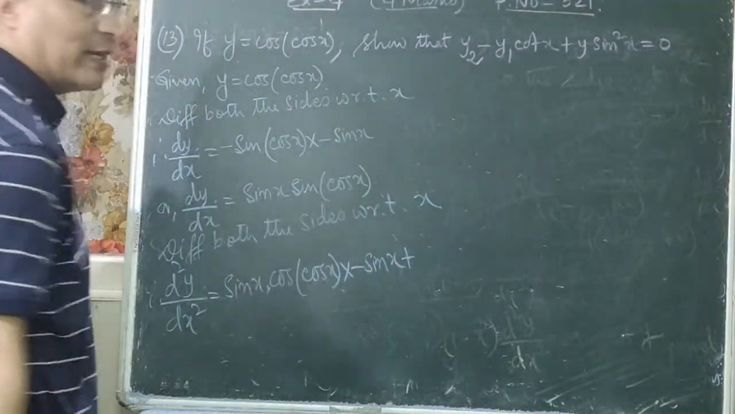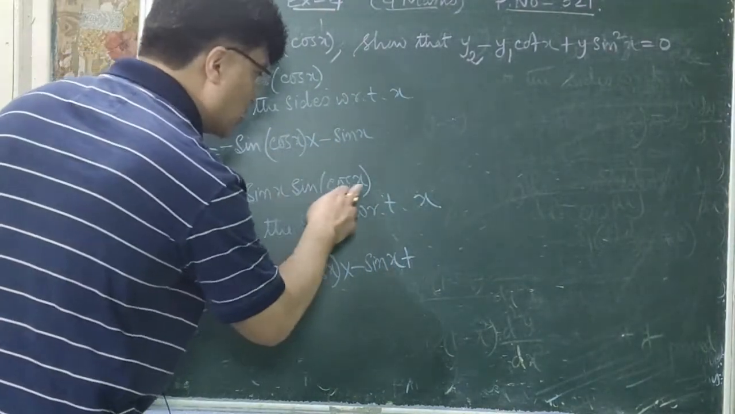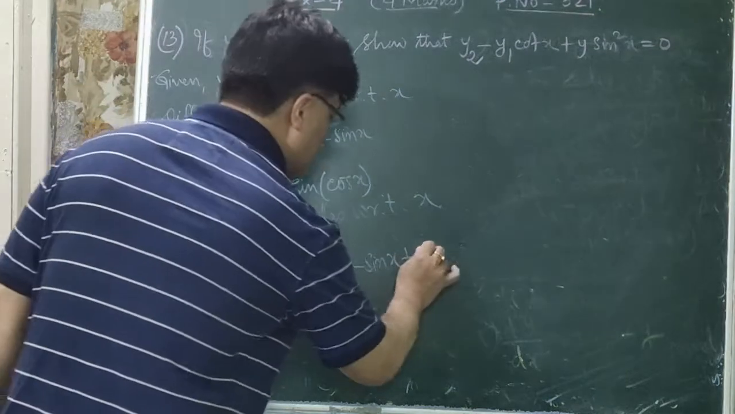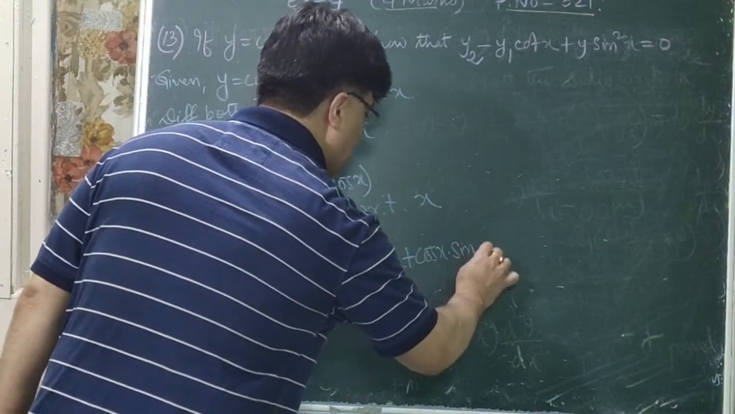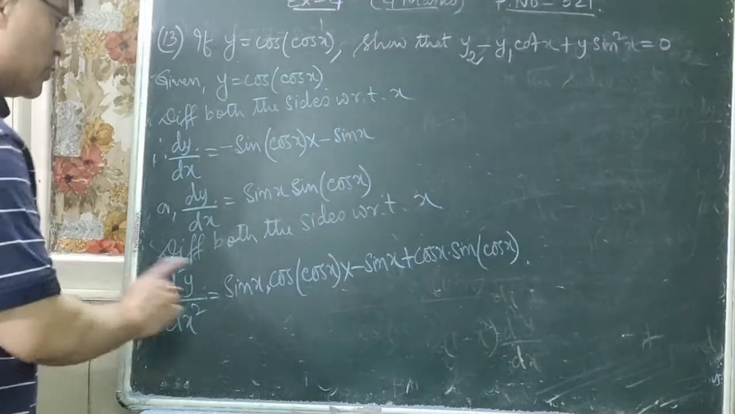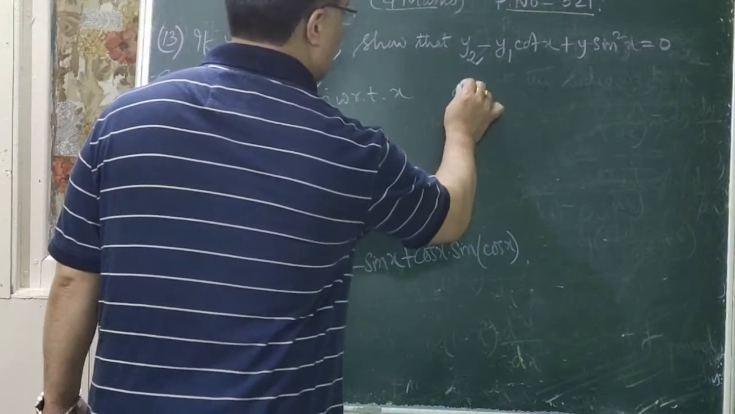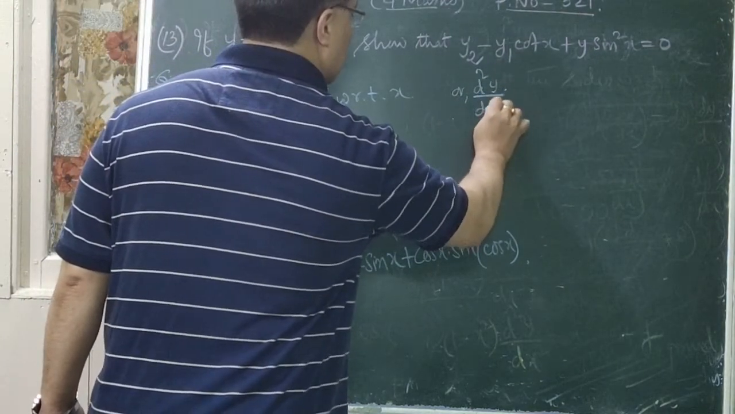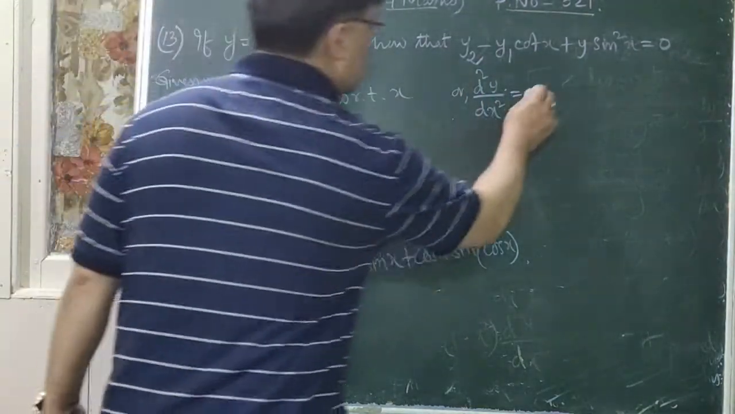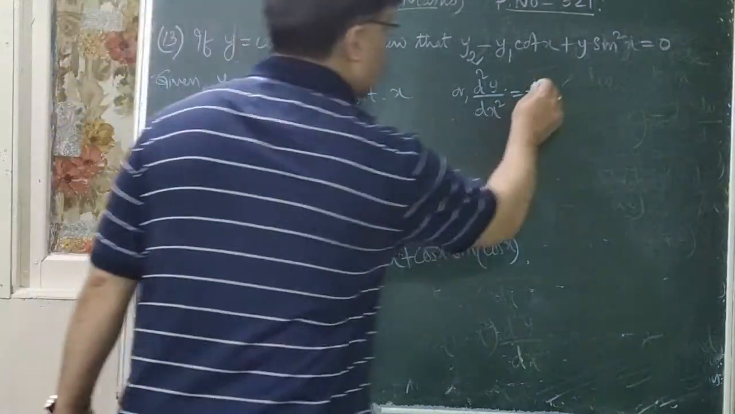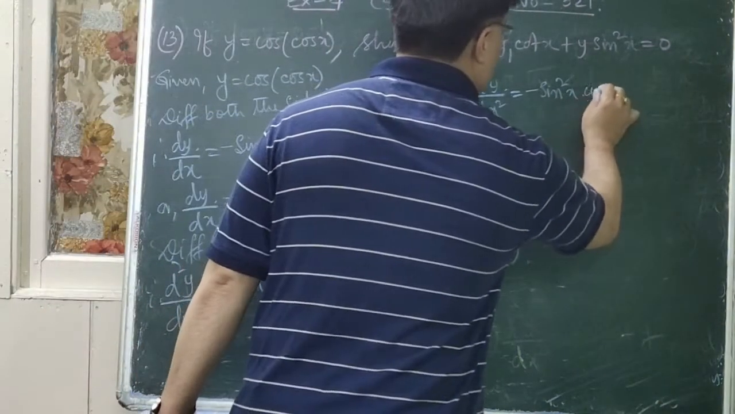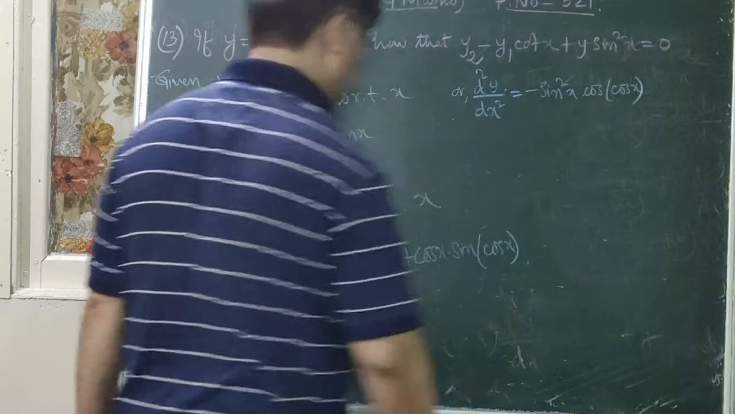Then plus, what will you write now? Now keeping sine of cos x as it is, differentiate sin x with respect to x. What is it? It is cos x. Cos x into sine of cos x is kept as it is. Is that clear now? So let us simplify it again. So this is your d²y/dx², which is equal to, now this becomes plus into minus is minus. This is your sin x into sin x is sin² x. Sin² x into, then write down cos of cos x. This is your cos of cos x.